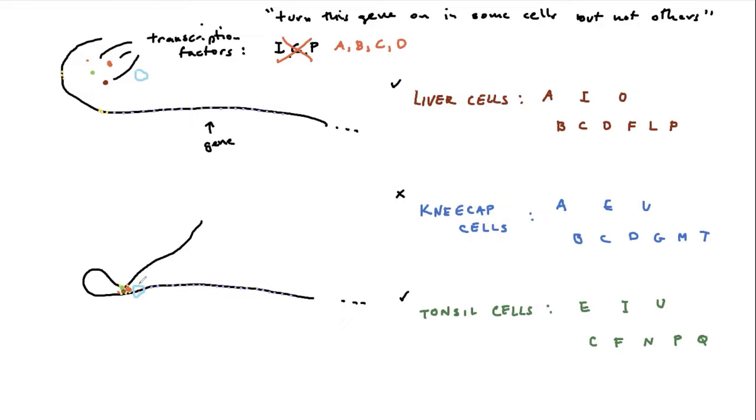Okay, that was easy enough, right? You looked over here and said, well, liver cells have A, B, C, and D. Kneecap cells have A, B, C, and D. So the correct answer is that this gene requiring the transcription factor puzzle to include pieces A, B, C, and D would be a gene that would be active in liver cells and in kneecap cells, but not in tonsil cells. Got that?